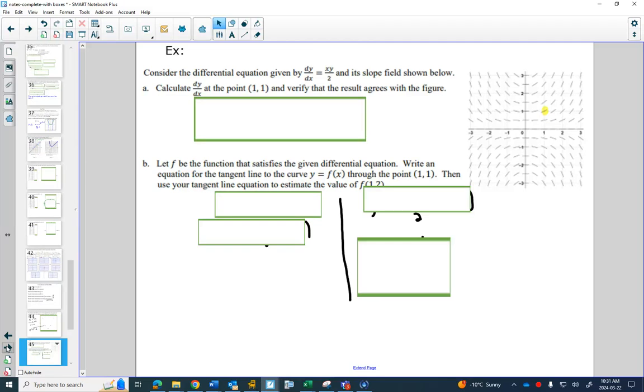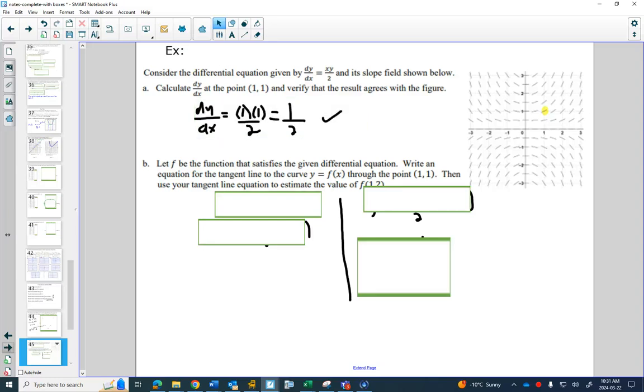So here we have a differential equation, xy over 2, and its slope field is given. If we want to calculate the slope at 1, 1, which is highlighted right there on our slope field, we could plug in 1 and 1, and we get 1/2. Does that seem to look like a slope of 1/2? Seems decent.